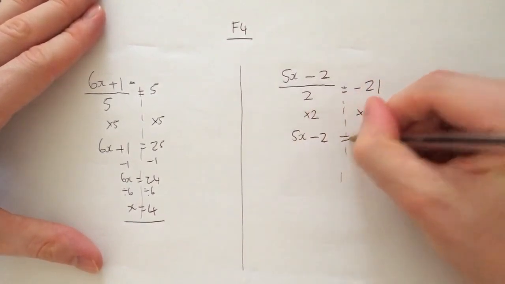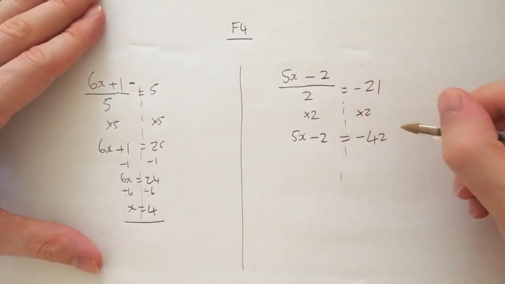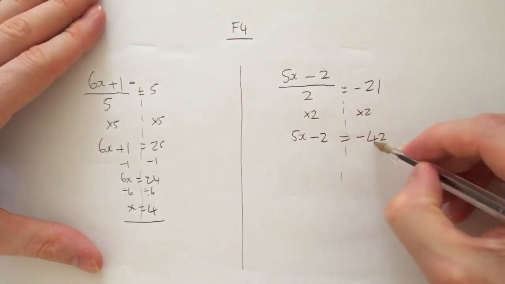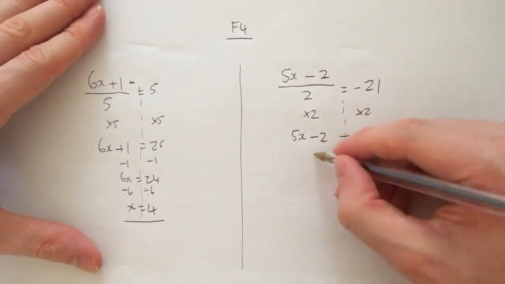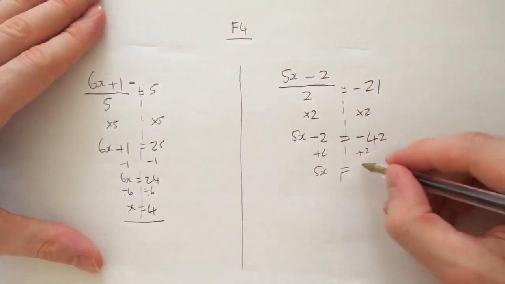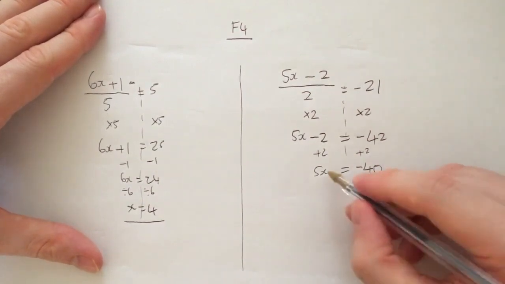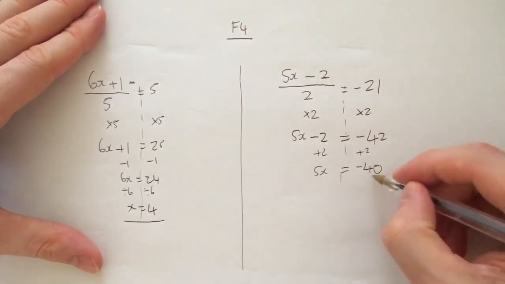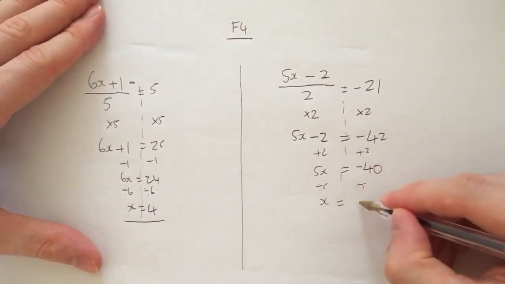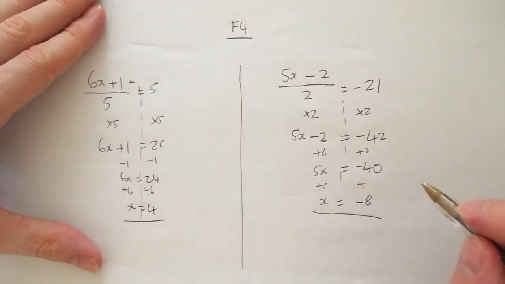5x minus 2 equals negative 21 times 2, which is negative 42. Then I just say 5x minus 2 equals negative 42. So the last instruction was minus 2, so I add 2, add 2. 5x equals negative 40 in this case. And then I say to myself, what do I do now to get x by itself? I divide by 5, divide by 5. So it'll be x equals negative 8. And that is my final answer.